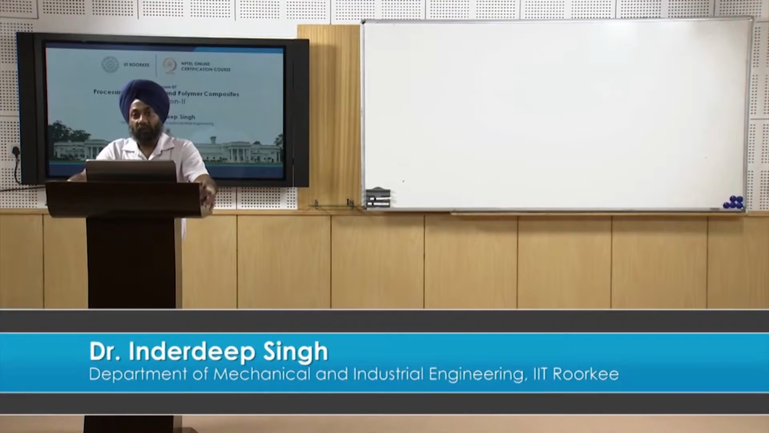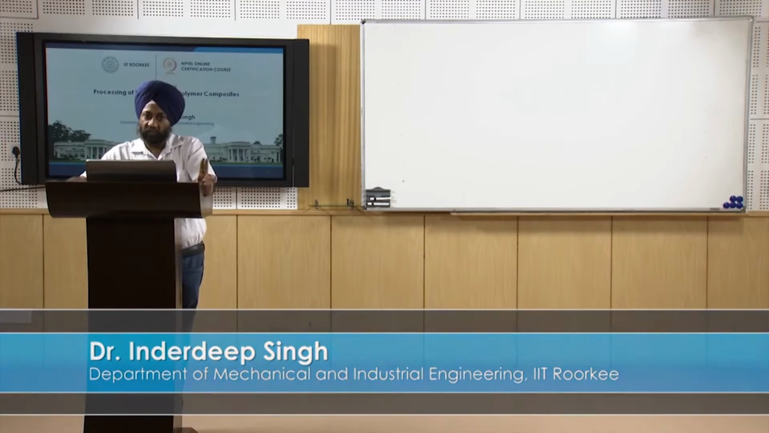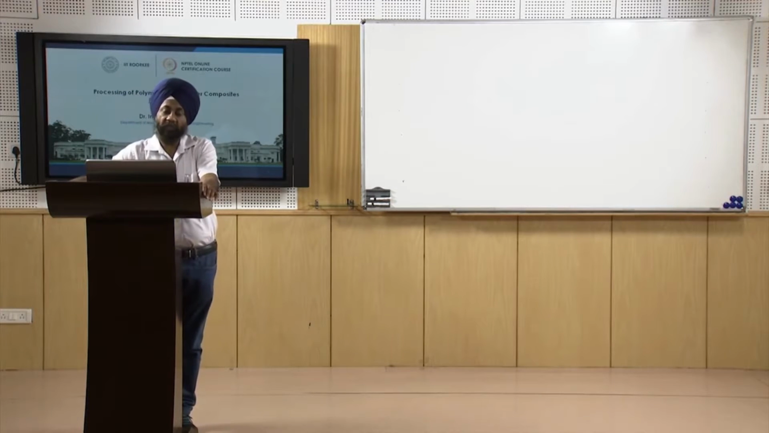Let us now try to understand very quickly the other types of extrusion processes. In today's session we have already seen two types of extrusion processes or the variants of extrusion. The first one was the sheet extrusion or sheet or film extrusion. The second one was the blown film extrusion. The third one is the jacketing coating.